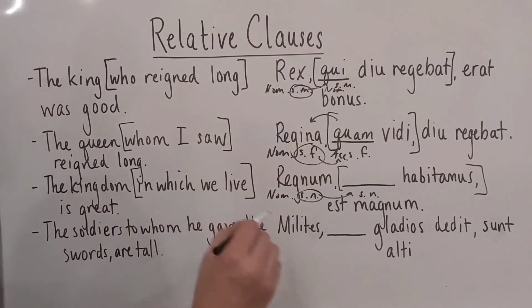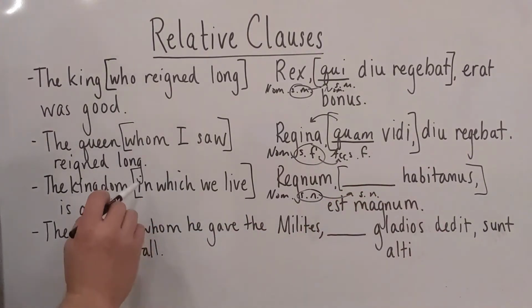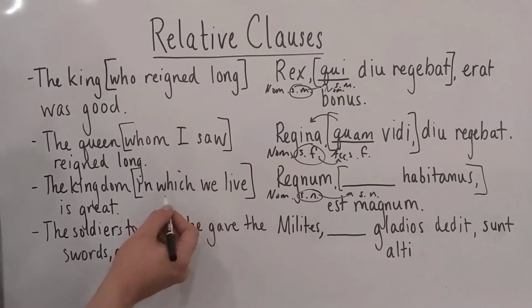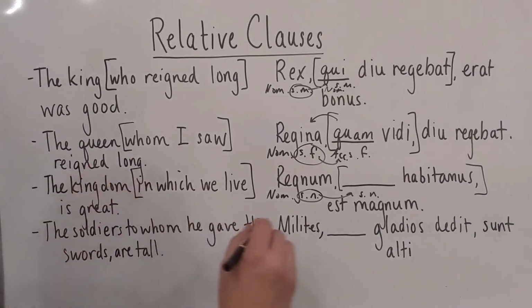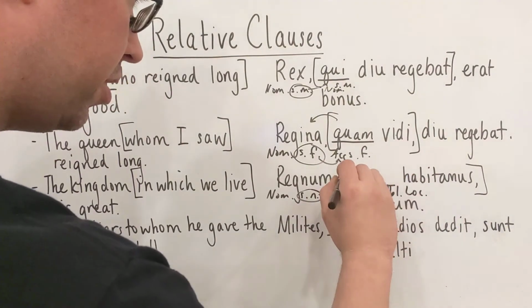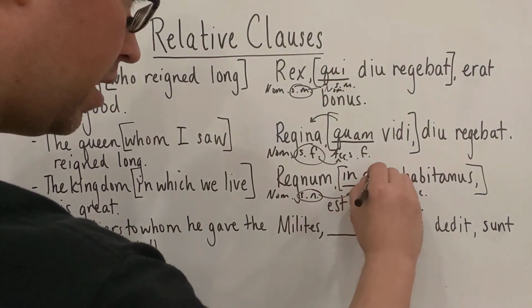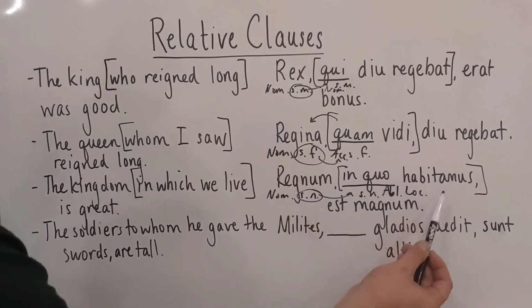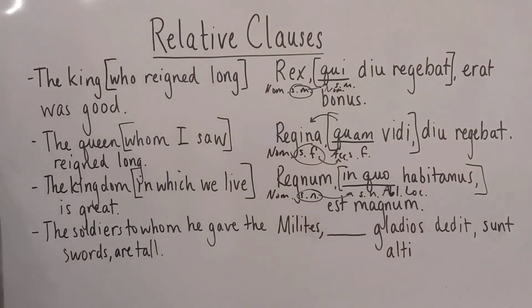In which we live. Well, this is going to be the ablative of location, because where do we live? We are living in this kingdom. This would be an ablative of location. So we want in, and then the ablative singular neuter of qui, quae, quod, which is quo. Regnum in quo habitamus est magnum. The kingdom in which we live, in which we are living, is great, is big.